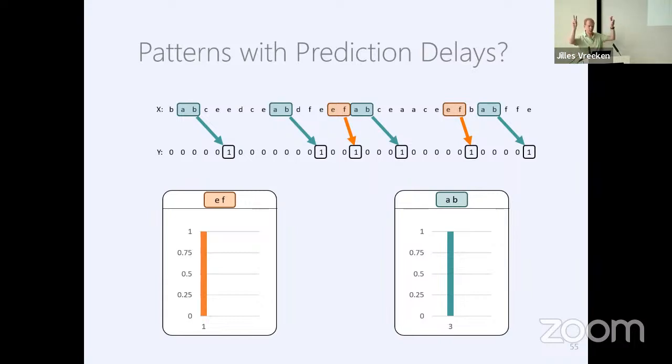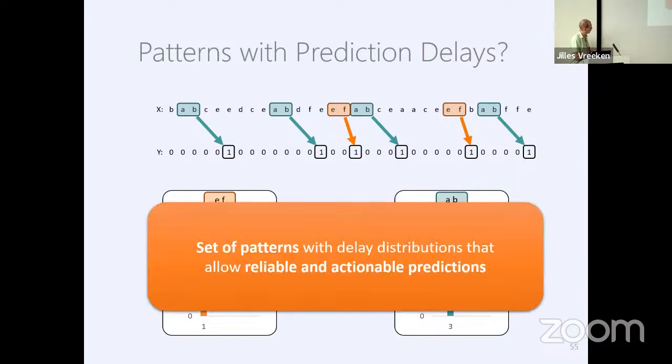But if we say cause, between quotes, there can be different mechanisms that lead to a 1 in Y, right? Can be 1, can be multiple. Who knows beforehand? So what we want to find is a set of patterns. Each pattern comes with a delay distribution. So how long do we need to wait until we see an interesting event? And overall, we want this pattern set to provide reliable, actionable predictions.